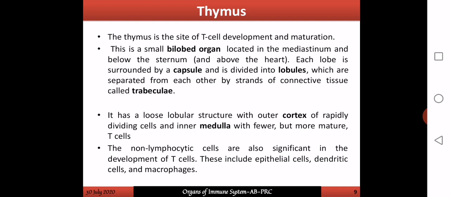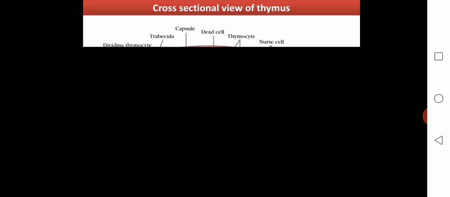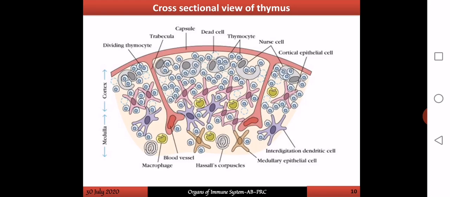right? And as in the bone marrow, where we have seen various other cells, similarly in the thymus there are various other cells which are also significant in the development of T cells. These non-lymphocytic cells include epithelial cells, dendritic cells, and macrophages. We are going to see which are these cells and what their roles are in the next segments.